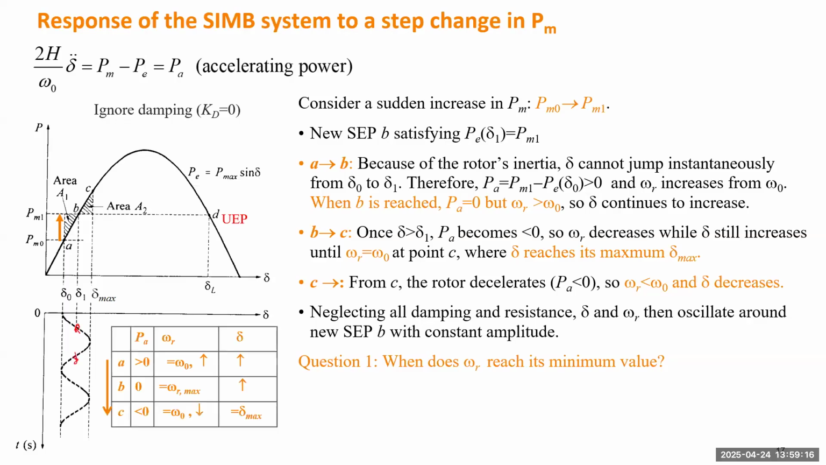Those two points. Okay, that's summarized in this table. At point A, the accelerating power is positive, and the speed is the synchronous speed, 60 Hz. They will go up, and the angle increases. When it reaches point B, the accelerating power becomes 0, and the frequency of speed reaches the maximum value, and the angle further increases. And at point C, the speed will go back to the synchronous speed, and the angle reaches the maximum. And if you further write down what happened when it comes back to B, the next one will be omega R minimum.